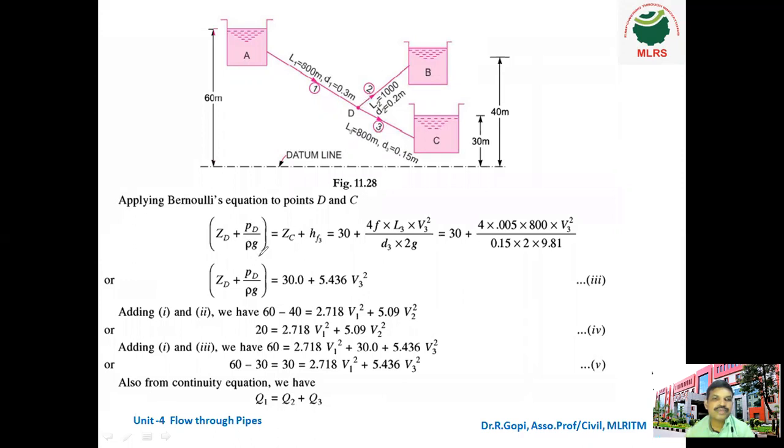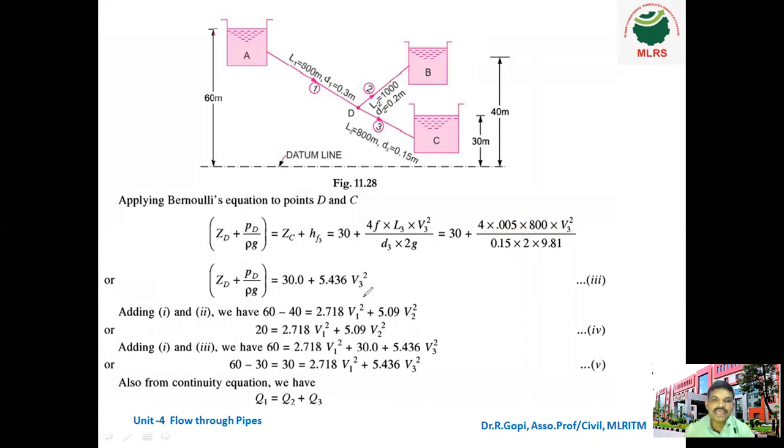So ZD plus PD by rho G is equal to ZC plus HF3. ZC is 30 meter, plus 4 f L3 V3 square divided by 2 g D3. So substitute all the values. Finally, we got ZD plus PD by rho G equal to 30 plus 5.436 V3 square. The length of the pipe L3 is 800 meter and the diameter is 150 mm. Here V3 is also unknown.